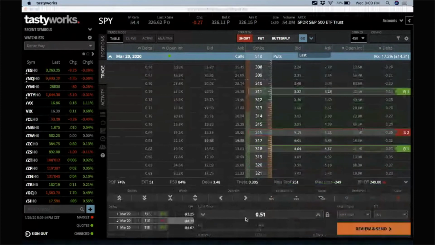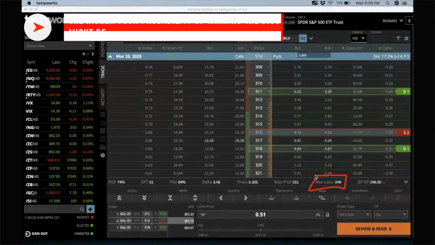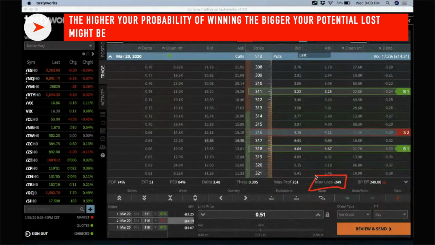So instead of receiving 125, you're going to receive 51, a credit. But your potential max loss is different. It's less, your potential max loss here. So when you're thinking about probabilities, if you have a high probability of winning, then your possible loss with options is usually going to be bigger. The higher your probability, the bigger your potential loss might be.